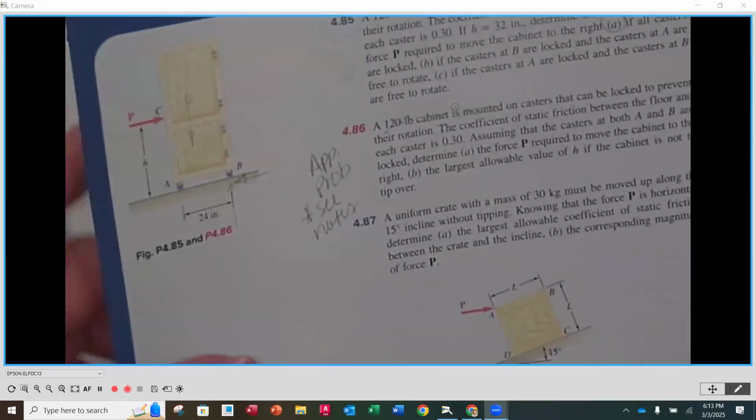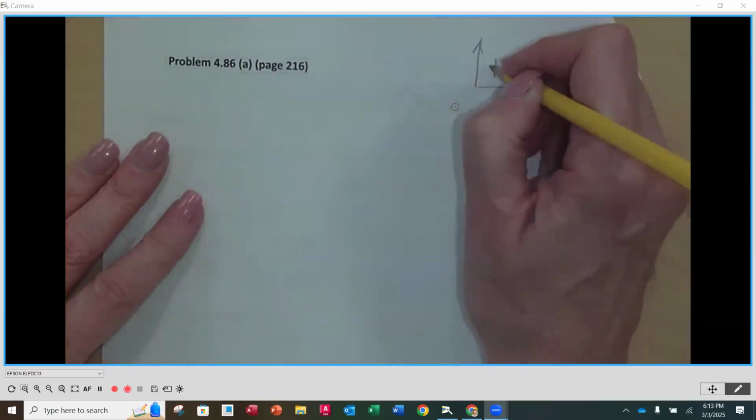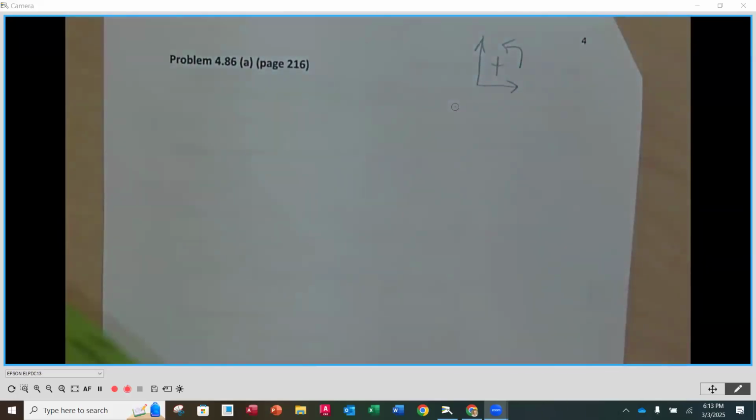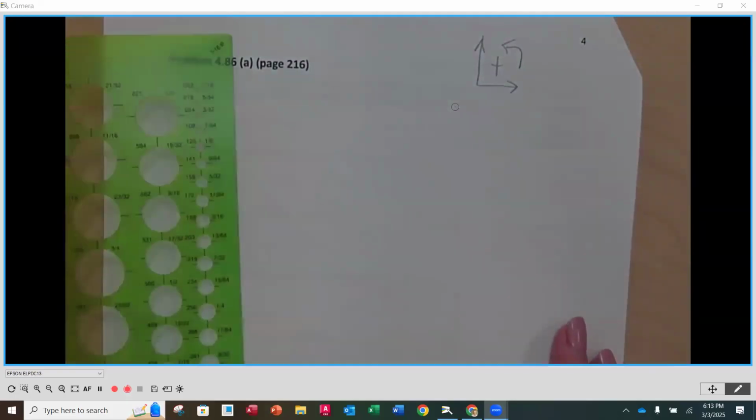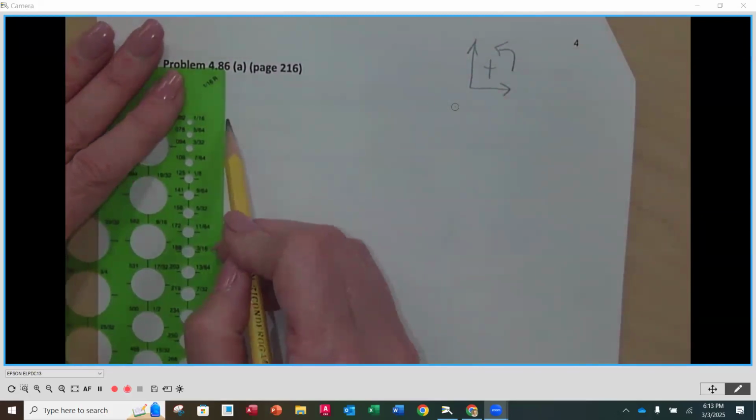A little different than I thought. That's okay. All right, so let's draw our diagram. First things, we want to make sure that we put our convention. Okay. Then what we're going to do is we're going to draw our cabinet.